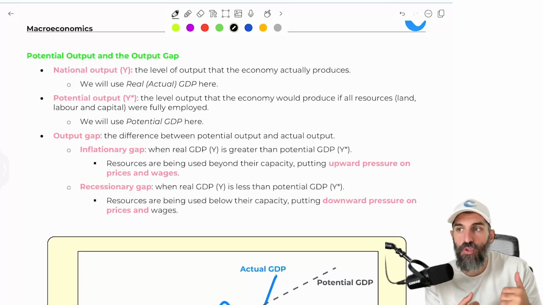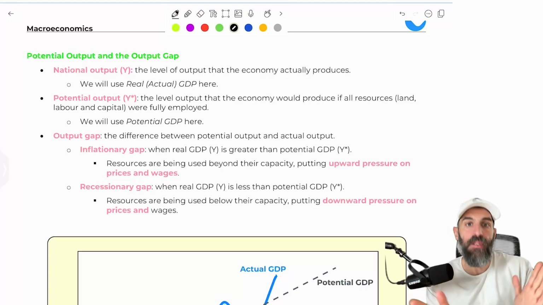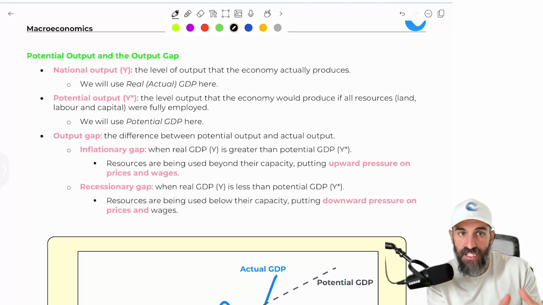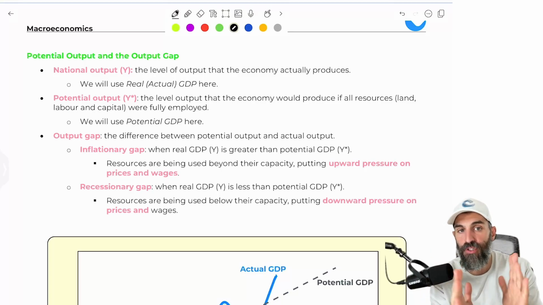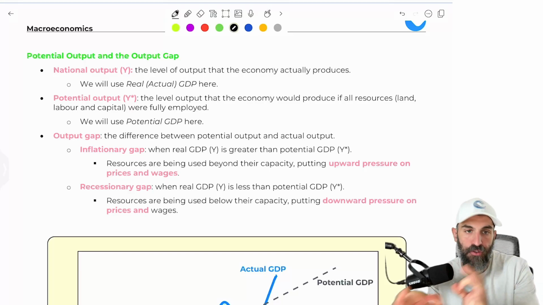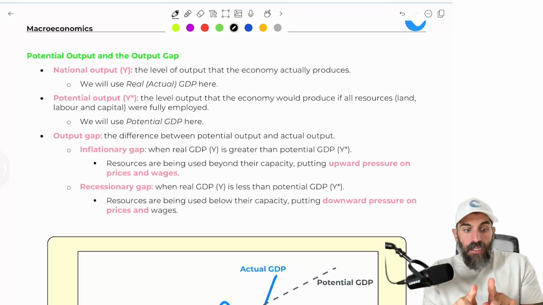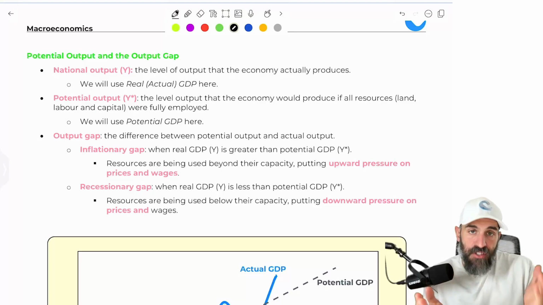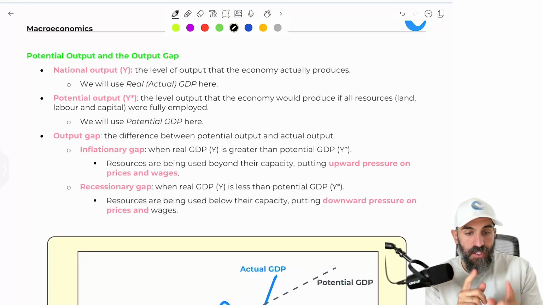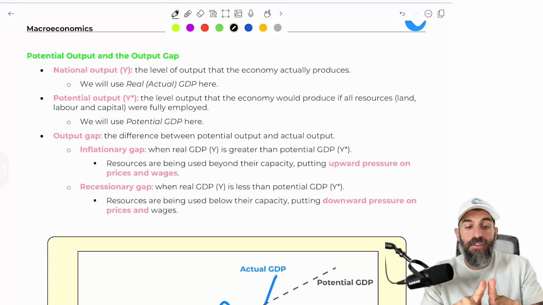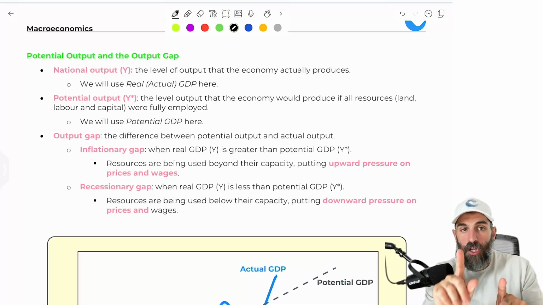So it's not the same. Think of it as what you should be making. What you're actually making, that's national output or real GDP. What you should be making is your potential real GDP. Now, I think you see where I'm going with this. These two are not always the same. In fact, they're almost never the same. So let's talk about what it means when they're different. When there's a difference between the national output, the actual real GDP, and the potential GDP, you have what's called an output gap.